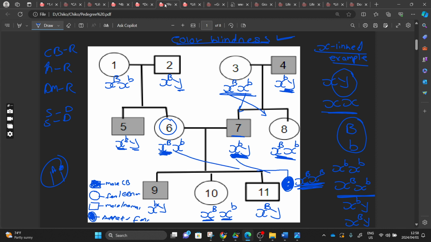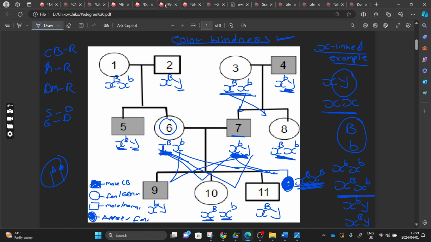When this X and this Y meet, we are going to have this. But when this Y and this small letter b meet, we have this. And when this capital letter X and this small letter X meet, we have it like this. But number 11 is not affected, right? So since it's not affected, it was this capital letter XB merged with this Y, right? So you understand that?